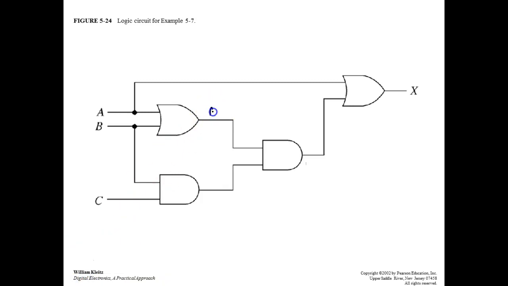So this is going to be A or B, and put inside parentheses. This is going to be B and C. And then this right here is going to be A or B and B, C. Then the output, X, would be equal to A, because A is coming all the way over here, and then I would say or A or B and B, C.